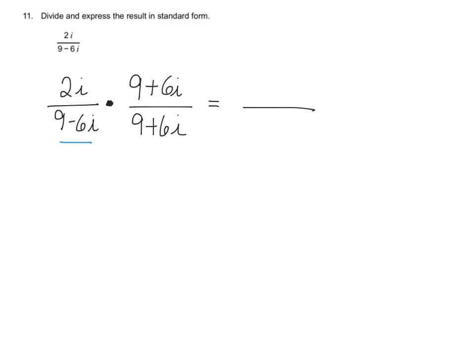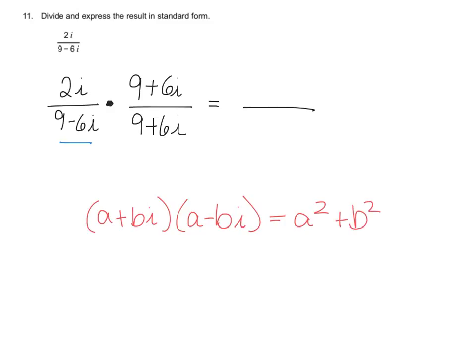So now my rule for conjugates tells me that a plus bi times a minus bi, which is just multiplying the conjugates together, equals a squared plus b squared. So when I multiply these two expressions together, I just need to square my first term, which is the 9. So 9 squared gives me 81.